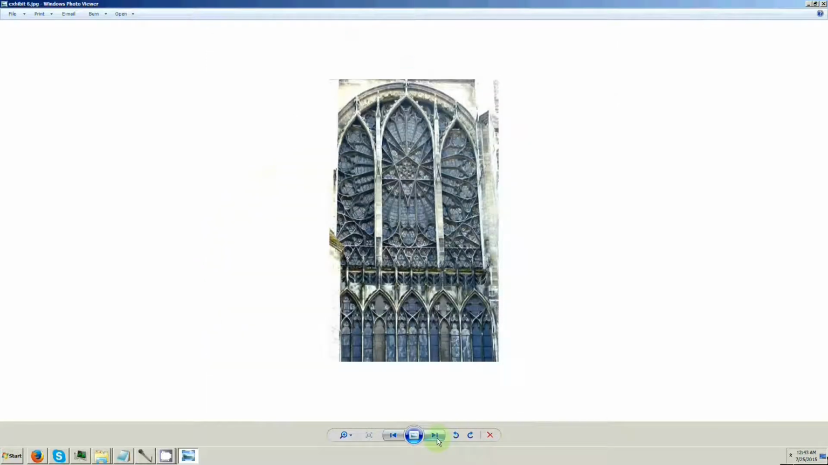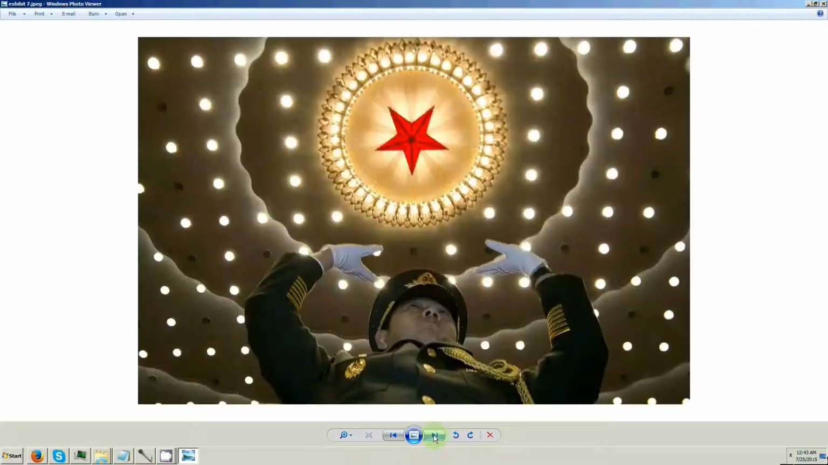This is taken from the Amiens Cathedral in France. You can clearly see an inverted pentagram over the window. This is from the People's Palace in China. Now, why would they put the five-pointed star on the ceiling of their most important building? It's also on this guy's hat, right here.